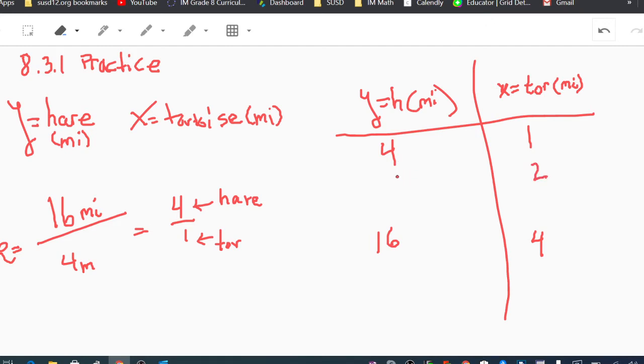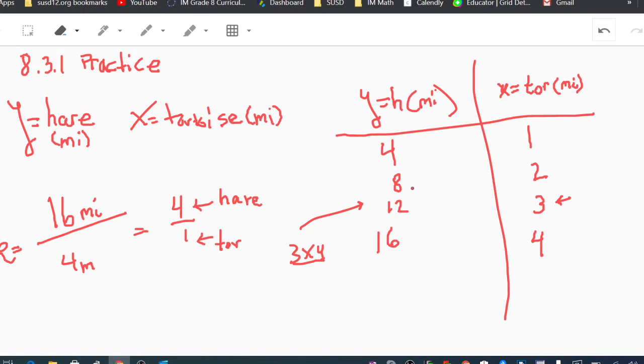How many miles has the hare run? Well, that'll be 2 times 4, 8. 8 miles. And what if the tortoise has run 3 miles? Well, for every mile the tortoise runs, the hare runs 4. So you can do the math real fast in your head. If the tortoise runs 3 miles, then 3 times 4, the hare runs 12 miles.